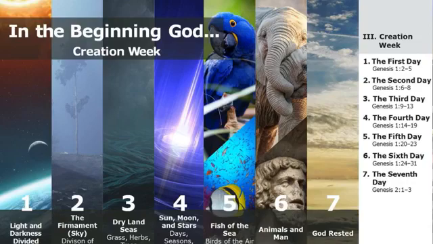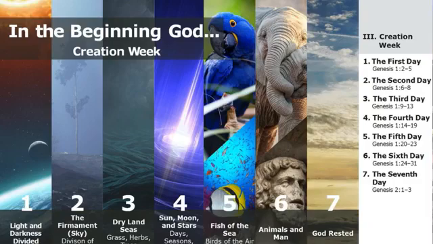On the fifth day, he said, let the waters bring forth abundantly the moving creature that hath life, the fowl that may fly above the earth in the open firmament of heaven. So Genesis 1:20, by his spoken word, he created all the fish, every living creature that moves in the water, and every bird that flies in the air. And he said, be fruitful and multiply. Amen. So he created the fish and the birds.